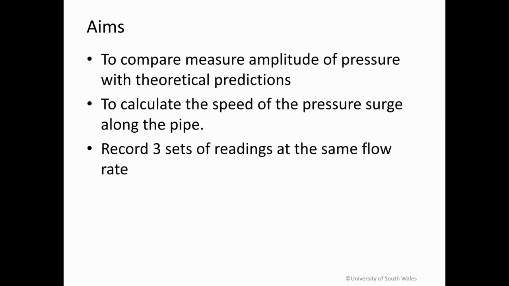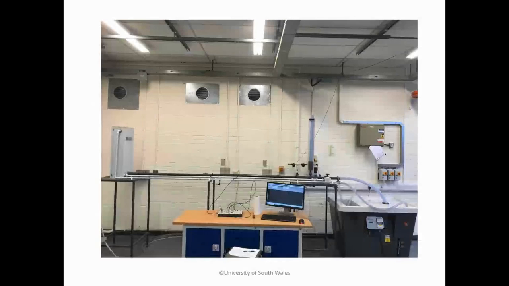You can calculate the speed of the pressure surge along the pipe, and you're going to do that for 3 sets of readings for the same flow rate. We're not going to do various flow rates. We're going to do the same flow rate, 3 sets of readings, and that will give us statistically a good average value so that we can see how that varies. So it's the same flow rate, but just 3 recordings for that. It's a slightly different setup.